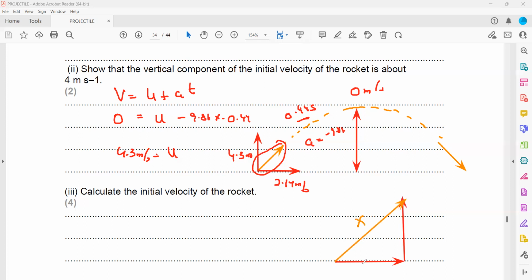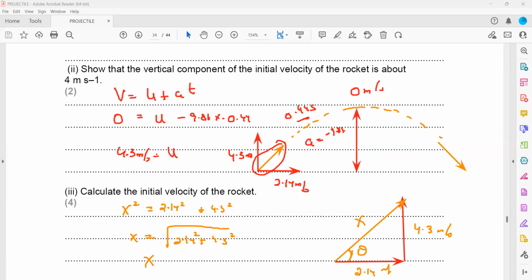So this is what we need: 2.14 and 4.3 meters per second. For this we use the Pythagoras theorem. The hypotenuse squared equals base squared plus perpendicular squared. Then x is the square root of 2.14 squared plus 4.3 squared. That will give us the value for the initial velocity. And we can also find the angle, the direction, if they ask for theta.